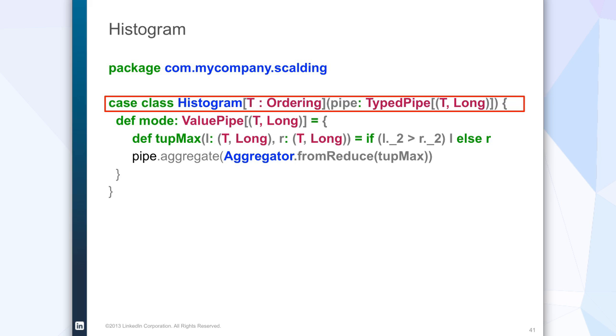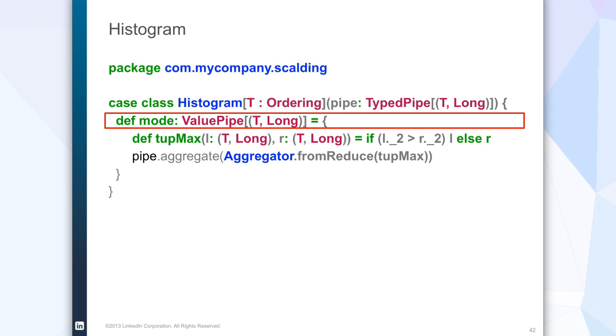Okay, so let's look. We saw a sum, but we can also do other stuff on a histogram, and one of them is mode. For those of you who don't remember, mode is basically finding the most common element inside our histogram. The statistical mode of a distribution is the most common element in that distribution. So we define mode that returns a value pipe of the tuple of T and Long, which is the most common element and the count associated with that most common element.